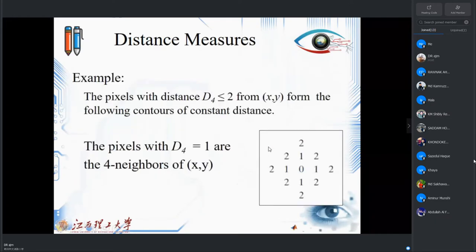As an example, take the pixels with a D4 distance less than or equal to 2 from x, y. The pixels with D4 equal to 1 are the 4 neighbors of x, y. See pixel 0, you see the value 0 here. It has 4 neighbors whose D4 values are all 1.